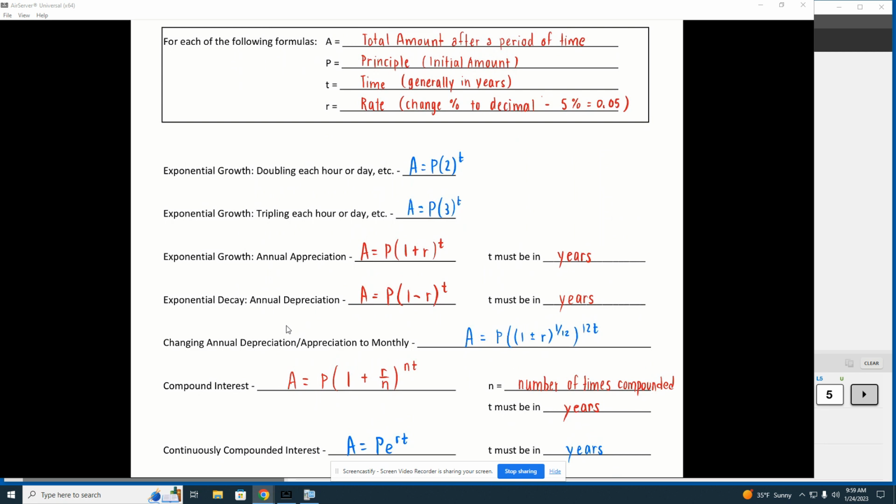So, are y'all close? I'll give you about another minute. And then we're going to jump into compound interest. We're doing 2 equations today. Compound interest, and then this other one called continuously compounded interest. So it sounds like they'd be very similar to each other, but they're actually not. Compound interest and continuously compounded interest look very different.